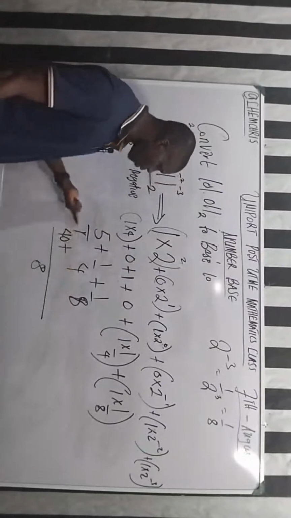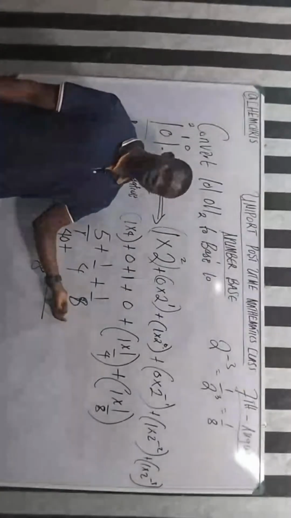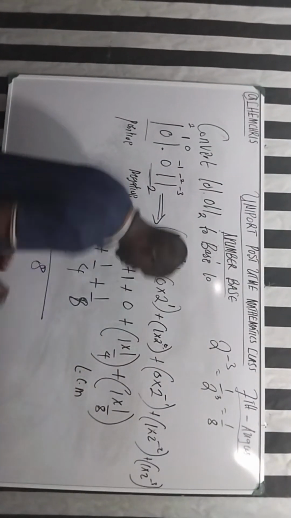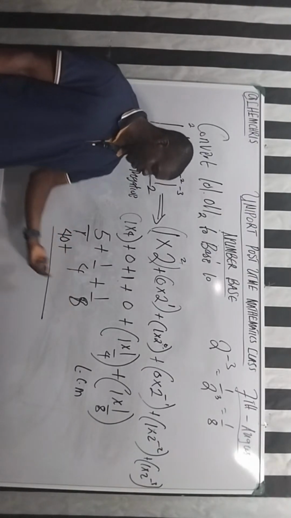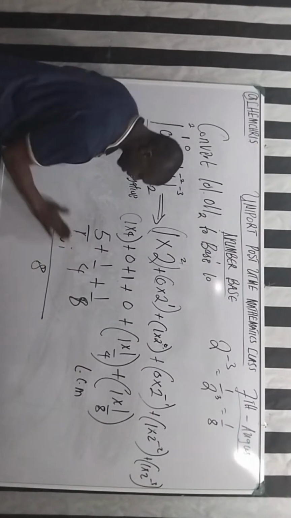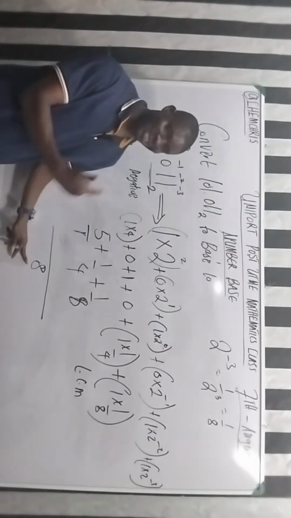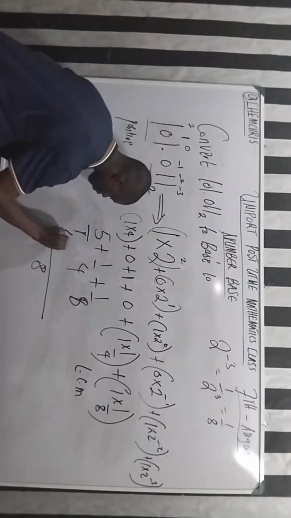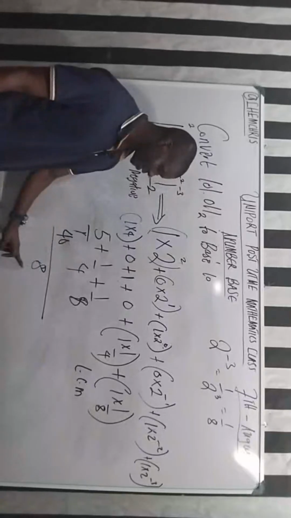We look at the LCM, the lowest common multiple, of 1, 4, and 8. What happened here is that the LCM is 8. So 1 going into 8 is 8, right? 1 going into 8 is 8, so 8 times 5 is 40. Then 4 going into 8.